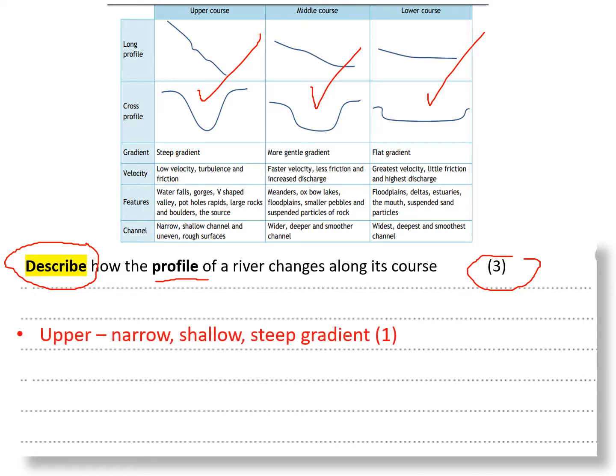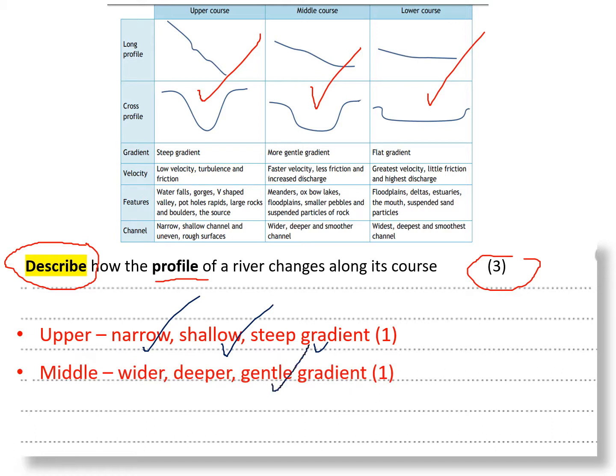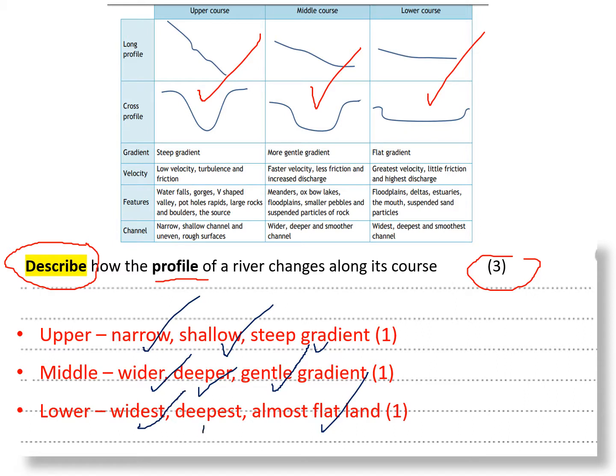Okay, we could have said the upper course is narrow, shallow, and it has a steep gradient. The middle course, if you remember, the gradient has now become more gentle. It's become wider, it's become deeper. Lastly, the lower course is almost flat. The gradient is almost flat. It is at its widest and deepest at the lower course.